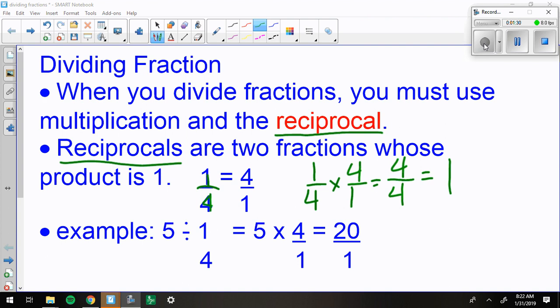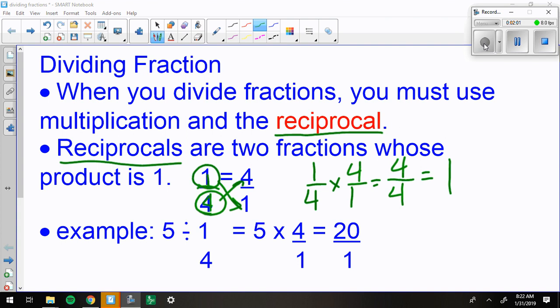And if you notice, in order to find that reciprocal, I just took my numerator and my denominator and I flipped them. That's it. My denominator of 4 went to my numerator. My numerator of 1 went down to my denominator. And that works for any fraction. Any fraction that you have, in order to find the reciprocal, you take the numerator, take the denominator, and flip them.